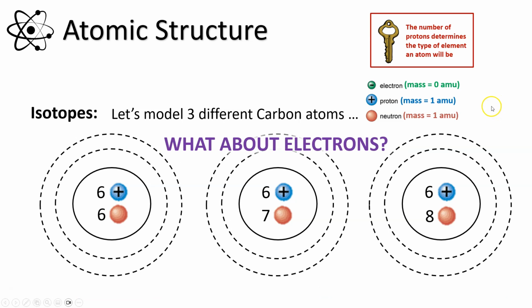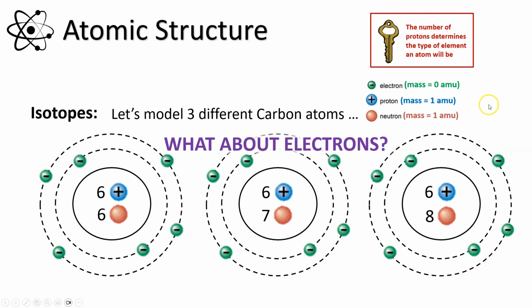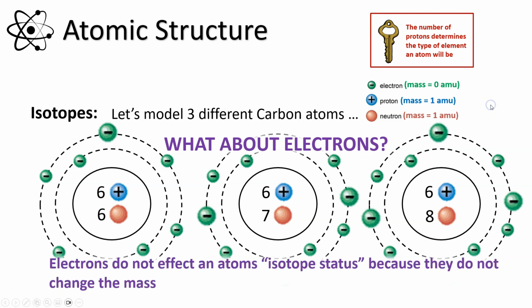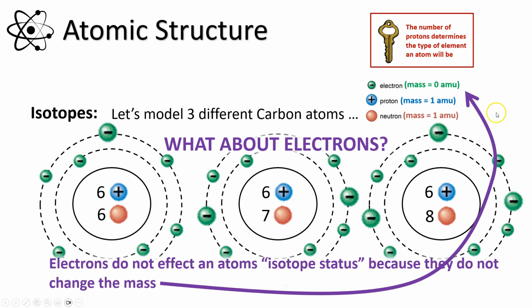So what about the electrons? We haven't addressed those at all. If I put in some electrons here and gave this one 2 extras in the outer ring, this one 3, and this one 4, now they all have different quantities of electrons too. None of that mattered because electrons do not affect an atom's isotope status because they do not change the mass, right? Let's just reference these AMUs one more time. Electrons have no mass, so they do not make these atoms isotopes of one another in any way.